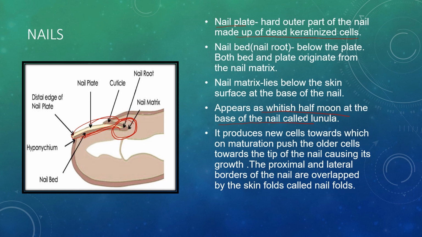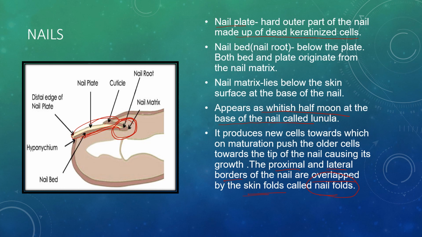Now the proximal and lateral borders of the nail are overlapped by skin folds called the nail folds. So what are the nail folds? The proximal and lateral borders of the nail are overlapped by the skin folds, and these are called the nail folds.